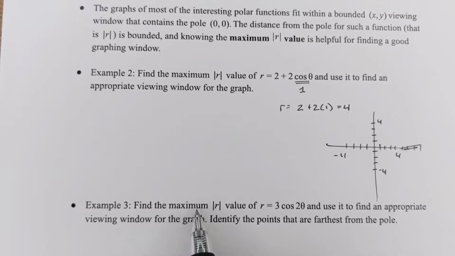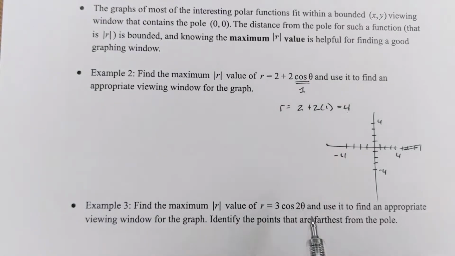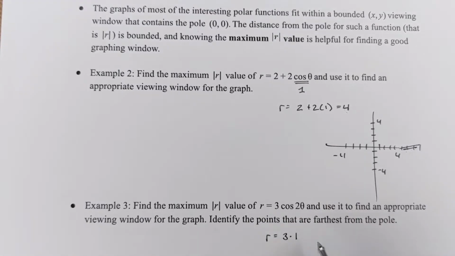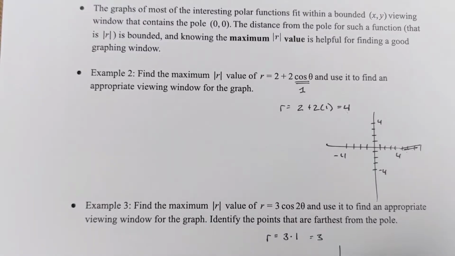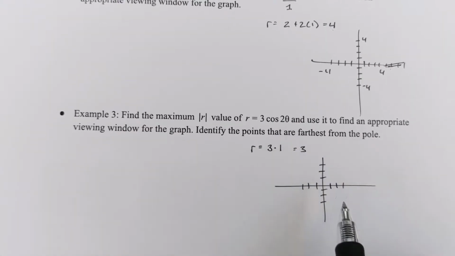All right, find the maximum r value and use it to find an appropriate viewing window. So similar thing again. Once again, the largest value the cosine can take is 1. So the biggest this is going to be is 3 times 1, or just 3. Remember, r is measured from the origin, so 3 units in all directions. So going from negative 3 to positive 3 would work.